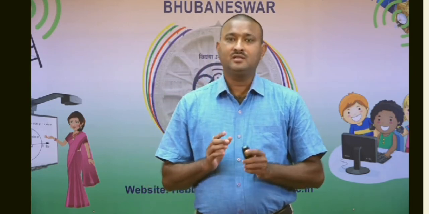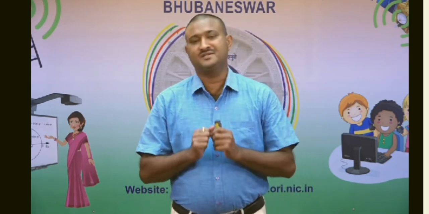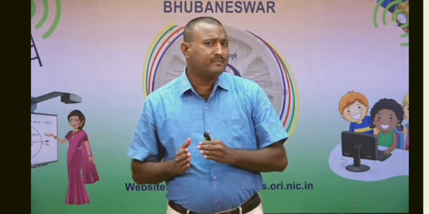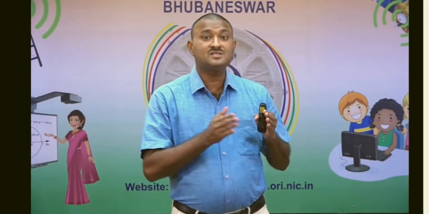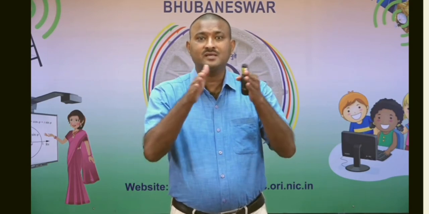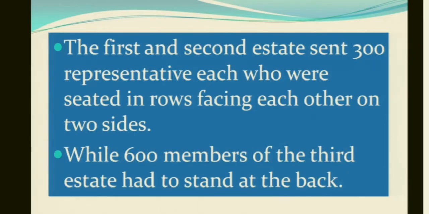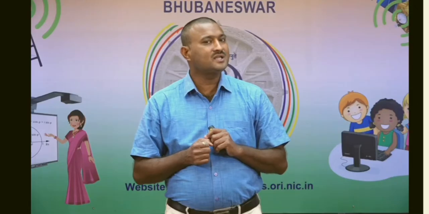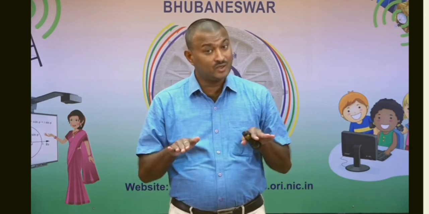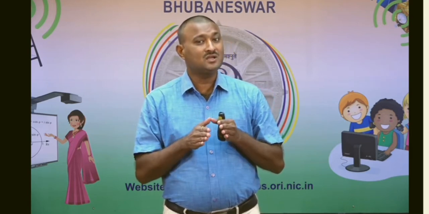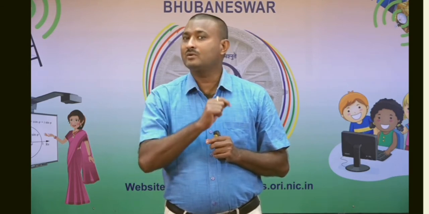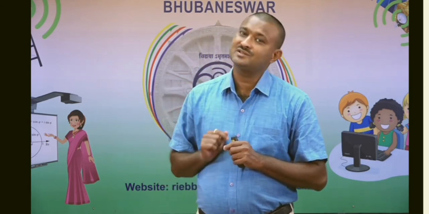And here, there was a special system of sitting arrangement. What was the special system of sitting arrangement? The 300 members of each category, that is the first state and second state, will sit in rows facing each other on two sides. But if the first and second state members sit in rows facing each other, what about the members of the third state? What was the sitting arrangement for them?